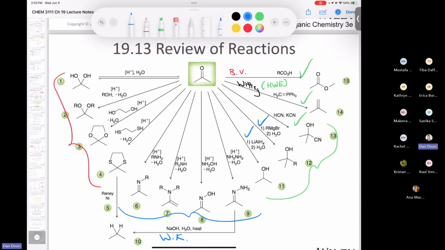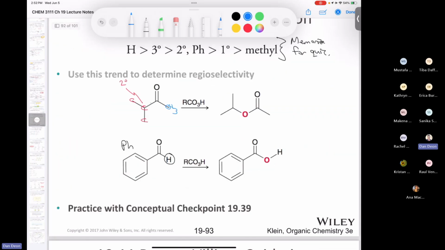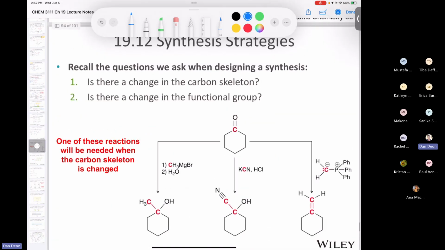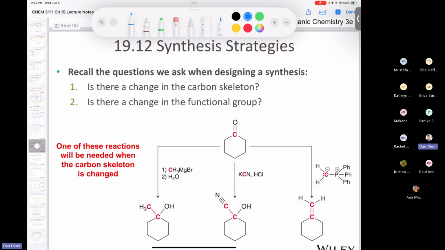But now we're really getting to the point in this class where the glass is starting to get pretty full in terms of reactions that you know now, okay? You know a lot of different reactions, and so you've got to start sorting it out in your brain: what are all the things I can do now? If you're asked to do a synthesis, question number one, I would say, is always, is there a change in the carbon skeleton? Am I adding carbons, taking carbons away? And you can see now that we have new ways to add carbons.